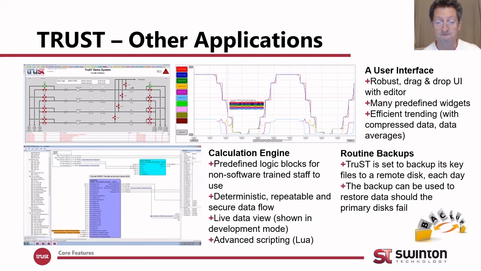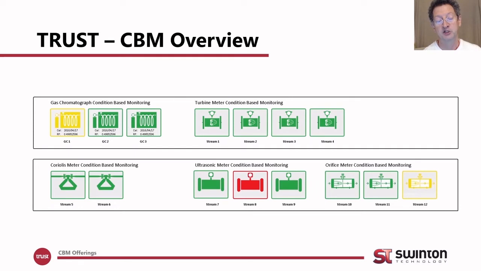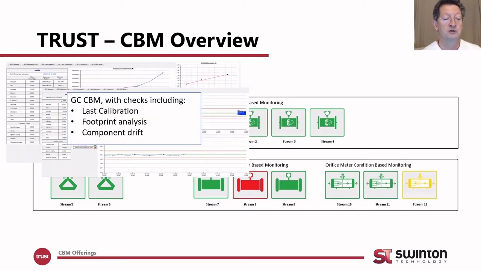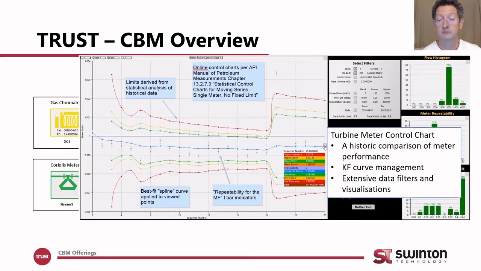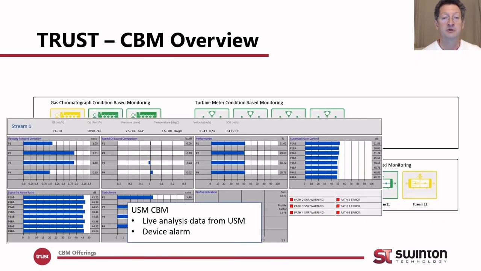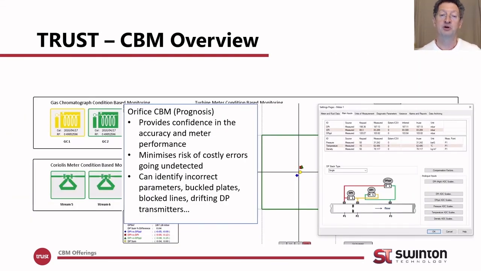Our conditional based monitoring solutions tend to create a model representing the healthy system, and they notify the operator when the system deviates from this healthy model. It's intended to minimise routine maintenance and just allow the site to perform maintenance when maintenance is required on a particular device. Our GC solution, we have a turbine meter solution, USM, and prognosis is our orifice CBM solution.